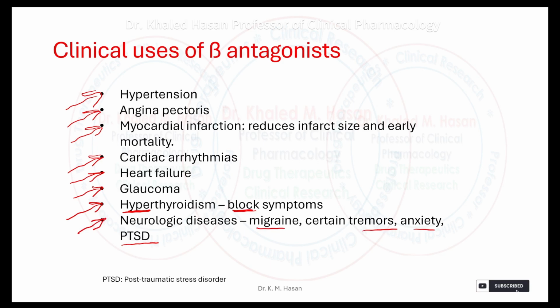So this is a list of clinical cases indicated to use beta blockers: hypertension, angina, myocardial infarction, cardiac arrhythmia, heart failure, glaucoma, hyperthyroidism, migraine, tremor, anxiety, PTSD.